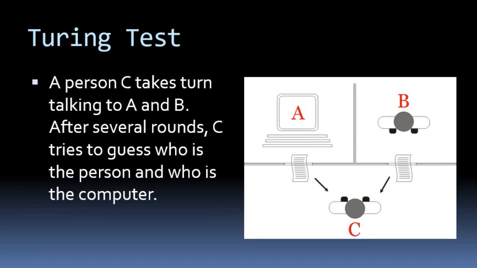There's an ongoing prize, I think it's currently ongoing, for the first computer that can pass this on a regular basis. It's some tens of thousands of dollars. If you can write a program that can convince people that it's a person, you can win some substantial prize money.